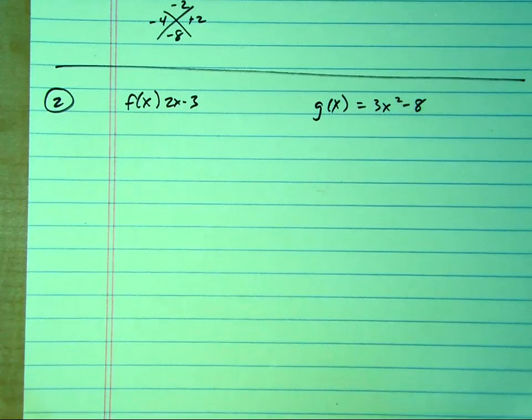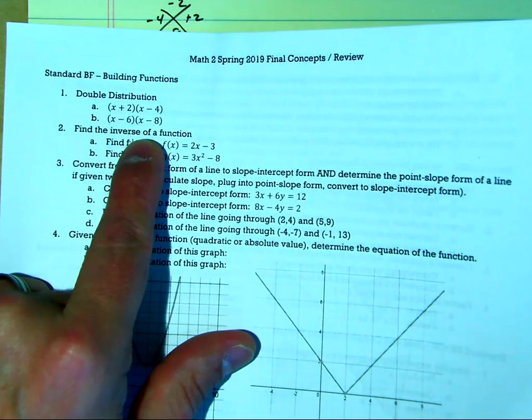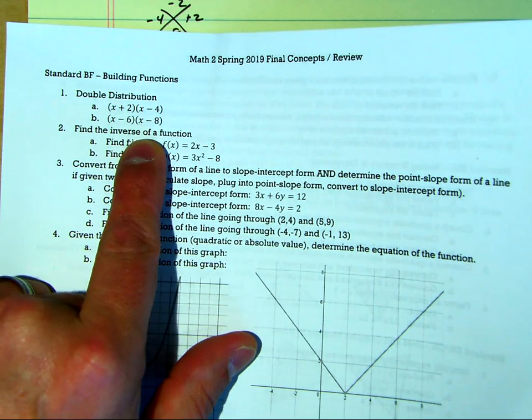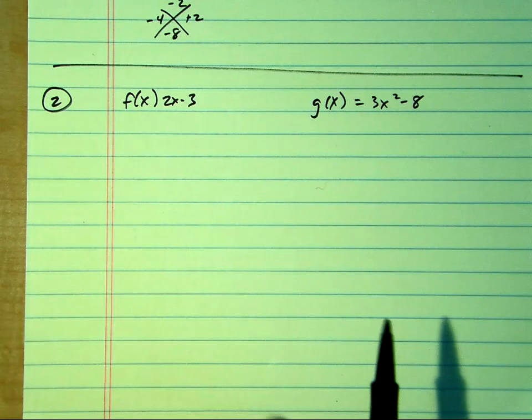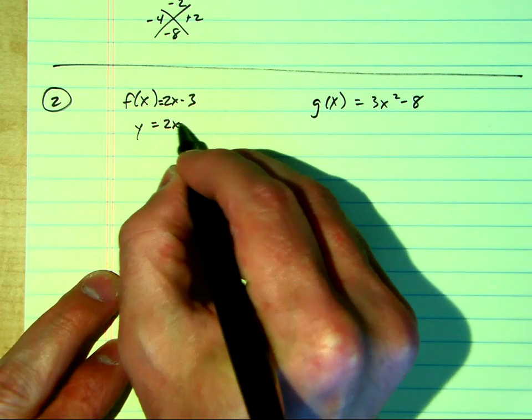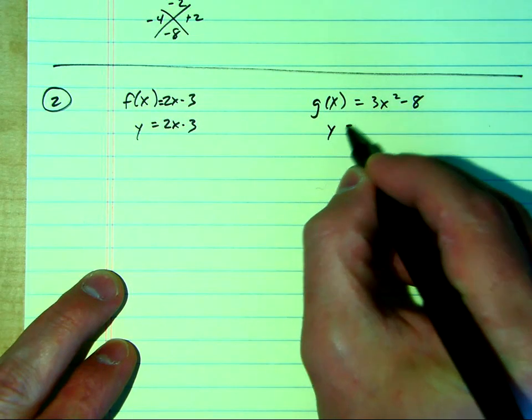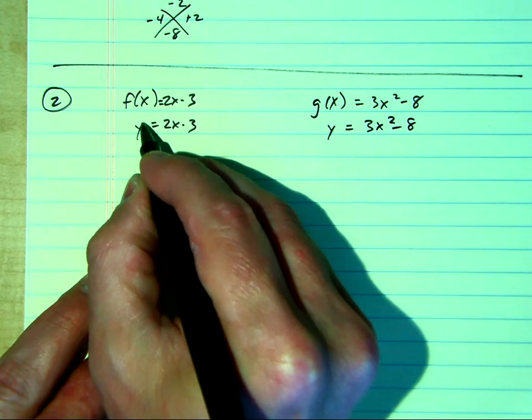Okay, so the second concept is find the inverse. What's the first thing you do when you're trying to find an inverse? You swap x and y. So I make this in y equals format. I'll do that over here as well, even though it's a g. And then they said swap x and y.